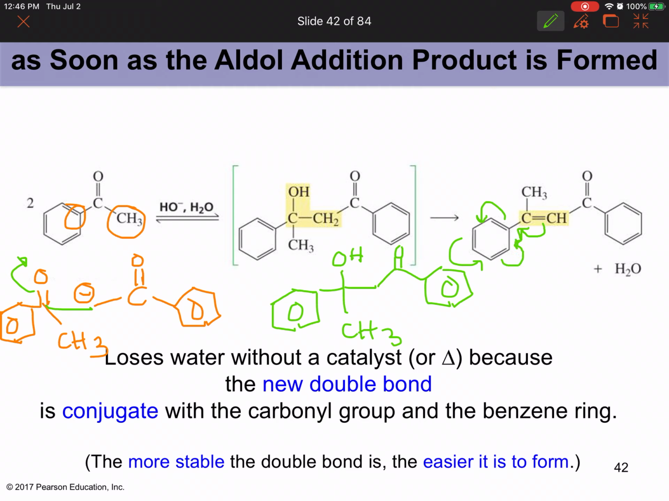So you can draw steps for each one. That is why it happens without any catalyst or heat in the reaction mixture.